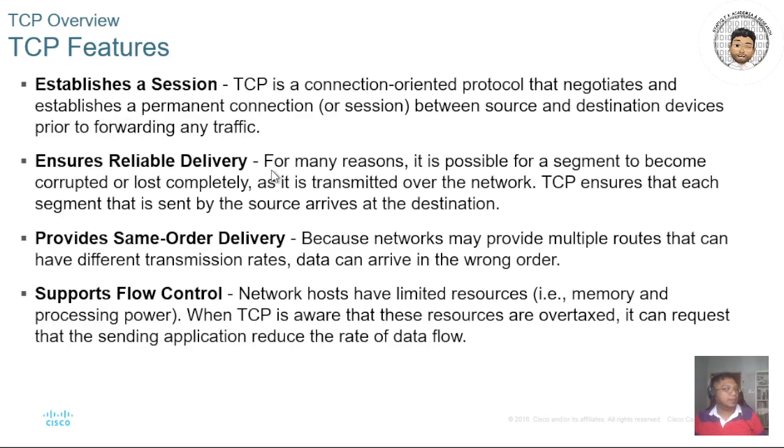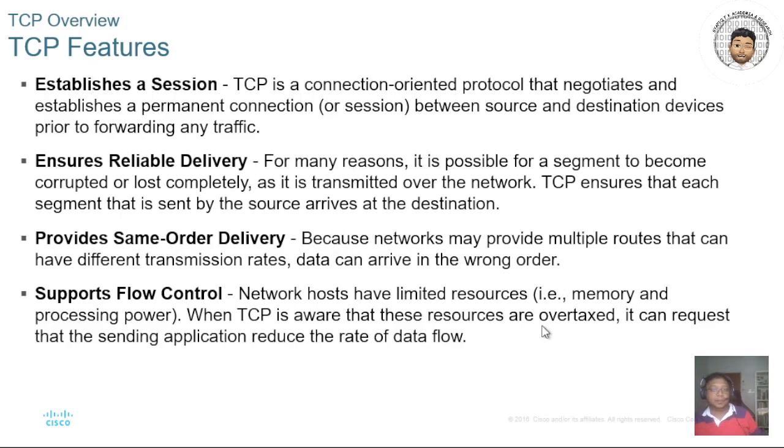And for reliable delivery, for many reasons, it is possible for a segment to become corrupted or lost completely as it is transmitted over the network. TCP ensures that each segment sent by the source arrives at the destination. Then we have same order delivery, because a network may provide multiple routes that can have different transmission rates, so data can arrive in the wrong order. In TCP, they can rearrange the data so that it arrives in the same order as when it was delivered.